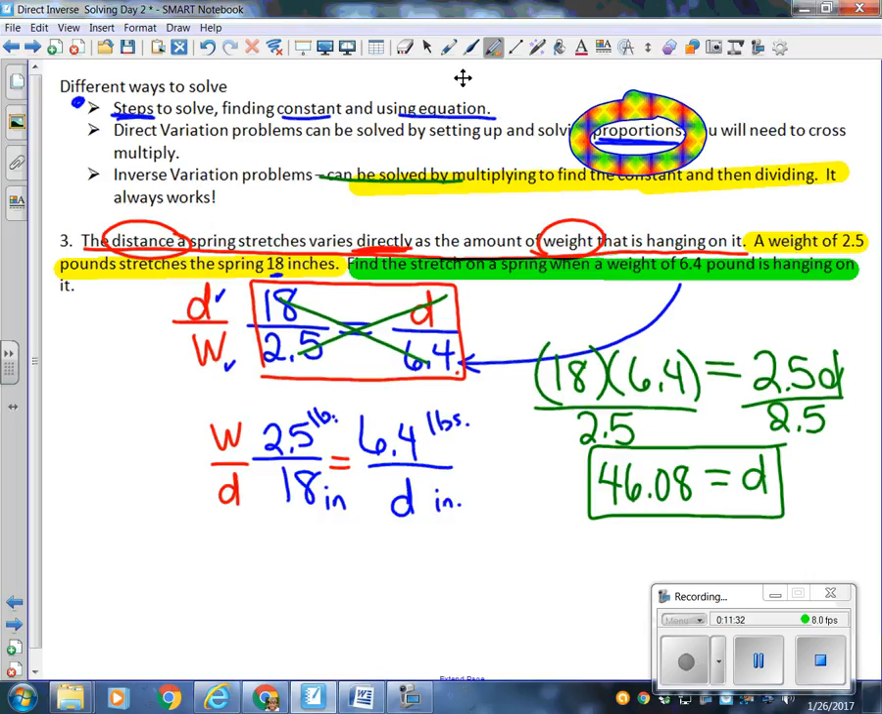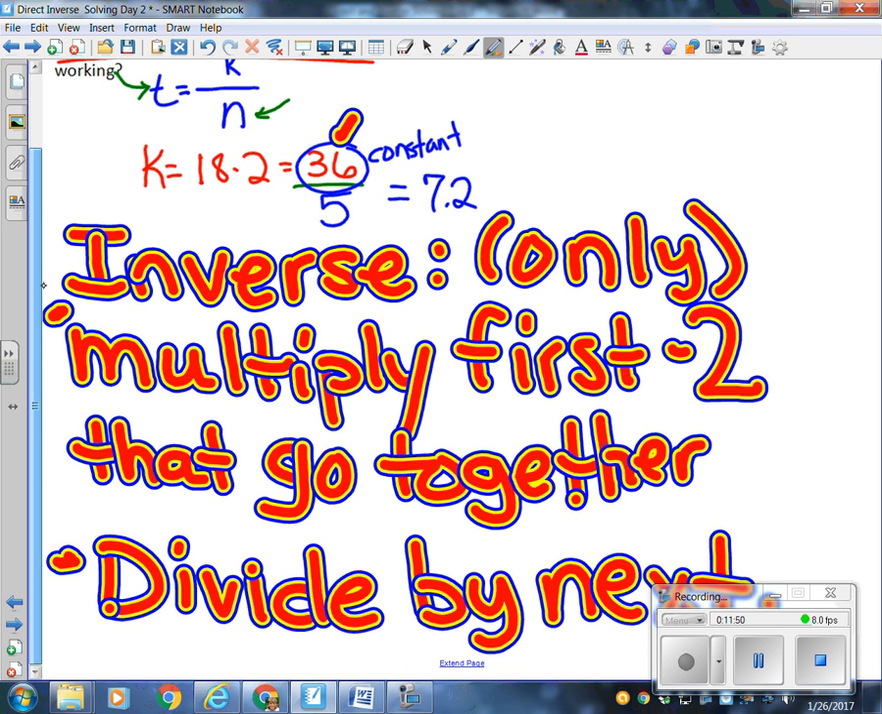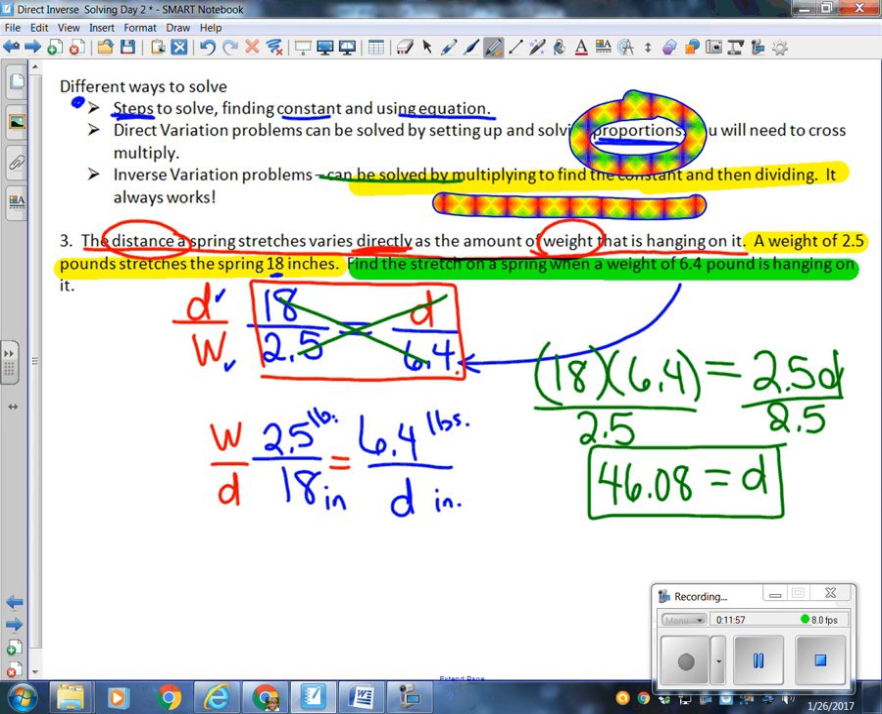Inverse variation problems, this is really not an alternate solution. It's just a straightforward, matter of fact, go straight to the answer, because this is the steps, really quick and simple. Multiply to find the constant. When you do that multiply step that I talked about, multiply the first ones, the 2 that go together, you're actually getting the constant at that time. All right. Then dividing. So you're going to divide by whatever comes next in the problem. It just always works.